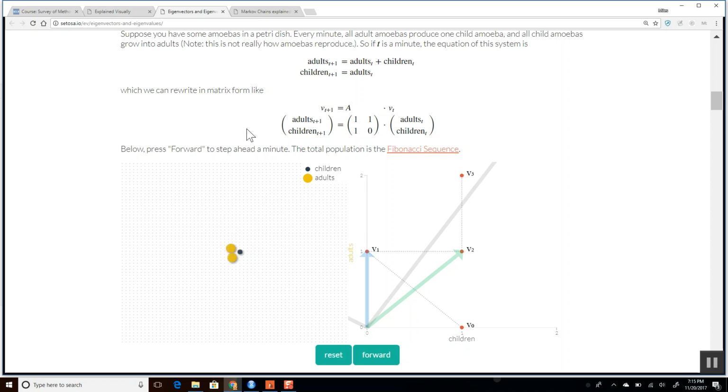The child grows up into an adult, and the adult produces another child. Okay, so here I've got two adults and one child. So at the next state, this child will grow up into an adult, and the two adults will produce two children, right? So we've got two children and now three adults. And now we have 1, 2, 3, 4, 5 adults and 3 children. And then at the next step, we will have, what, 8 adults and 5 children, right?